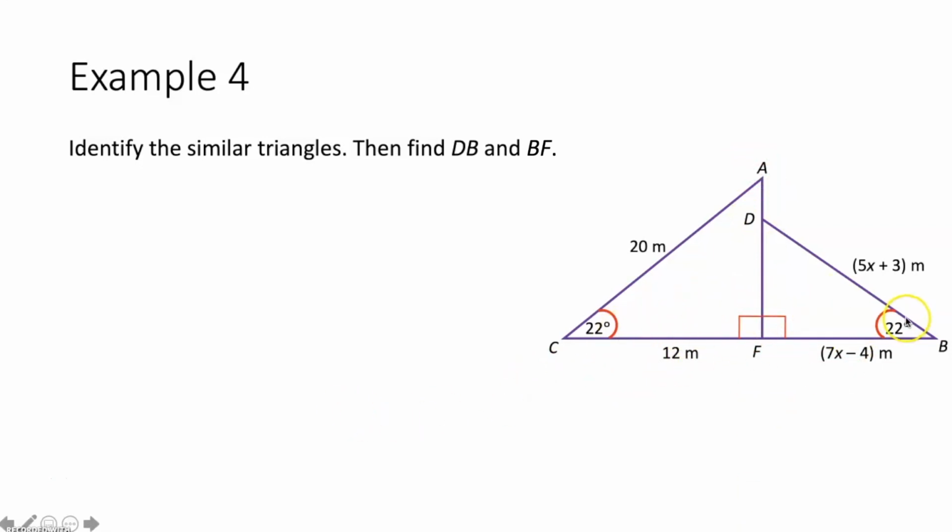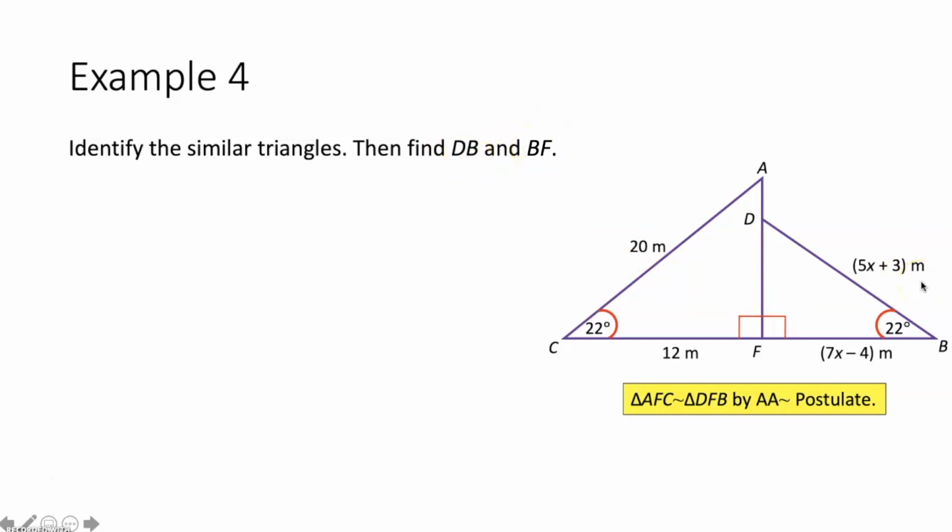So, since two pairs of corresponding angles are congruent between these two triangles, we can say that triangle AFC must be similar to triangle DFB by the angle-angle similarity postulate. Now that I've shown that these two triangles are similar, I can move on to the next part of the question, which is to find the measure of segment DB and the measure of segment BF.